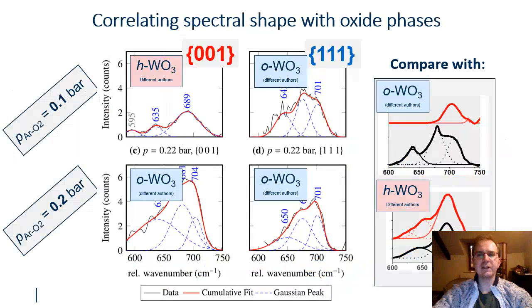The detailed analysis focused on the small portion of the Raman spectra from about 580 to 750 inverse centimeters. And we made an observation that for the 001 substrate orientations, there was hexagonal tungsten trioxide growing. And for the 111 orientations, it was mostly orthorhombic oxide. Later, this changed to orthorhombic oxide for both types of orientations.